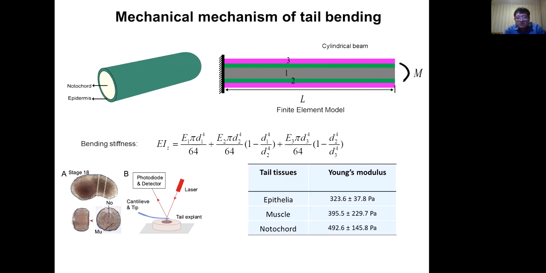Now we have two mechanisms, the asymmetrical contractility of notochord and the differential cell proliferation of epidermis. How are these two mechanisms coordinated together? With the help of Professor Feng Xiqiao's lab, we tried to build a mechanical model to mimic this process. We first measured the stiffness of the notochord, the muscle, and the epidermis with the AFM, and we found that the notochord has the highest stiffness.